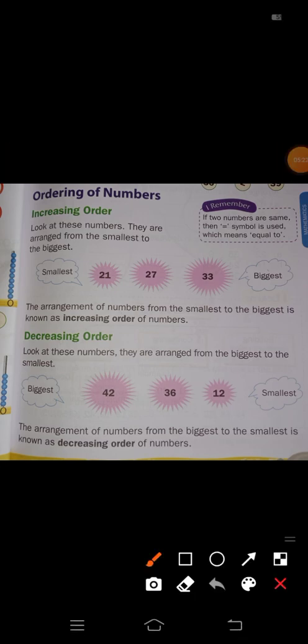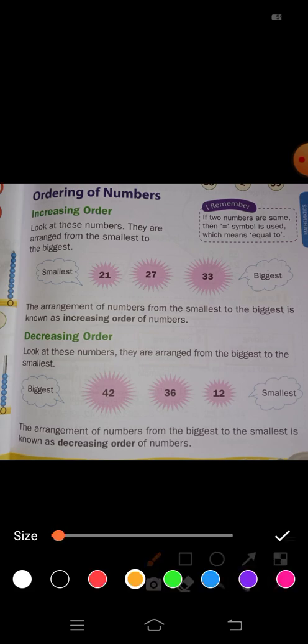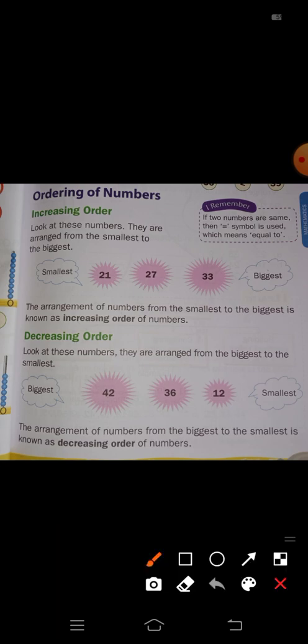Next point is what? Ordering of numbers. First one is what? Increasing order. Increasing order means what? Increasing order means numbers are arranged from smallest to the biggest.